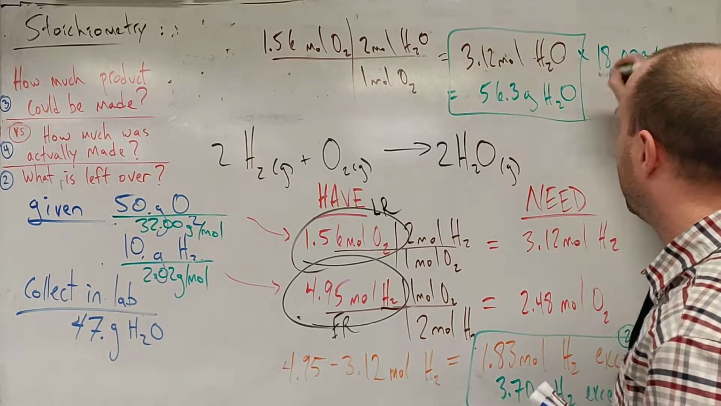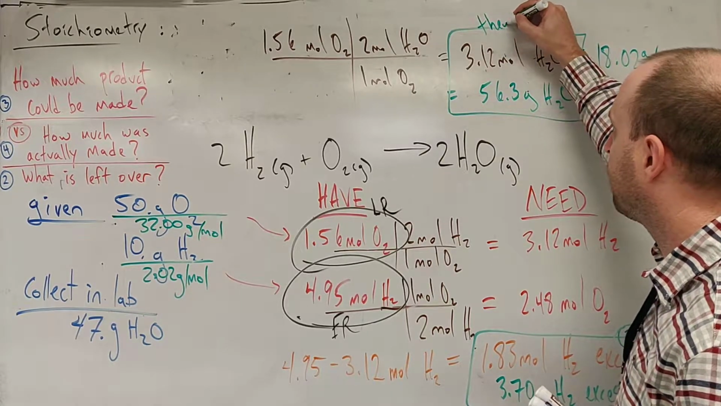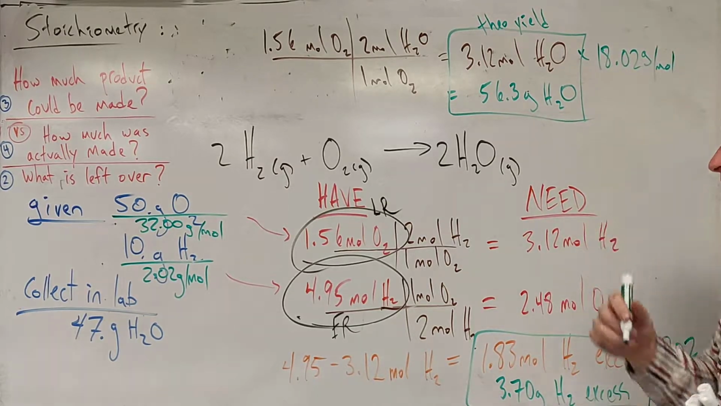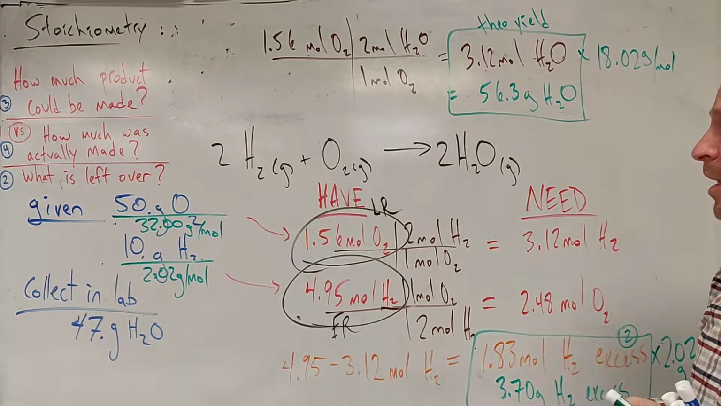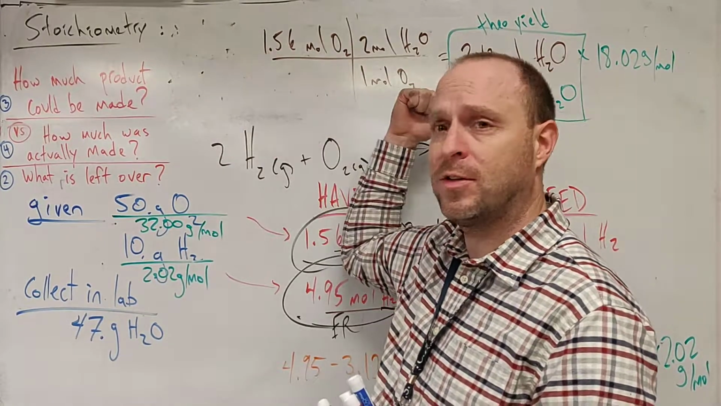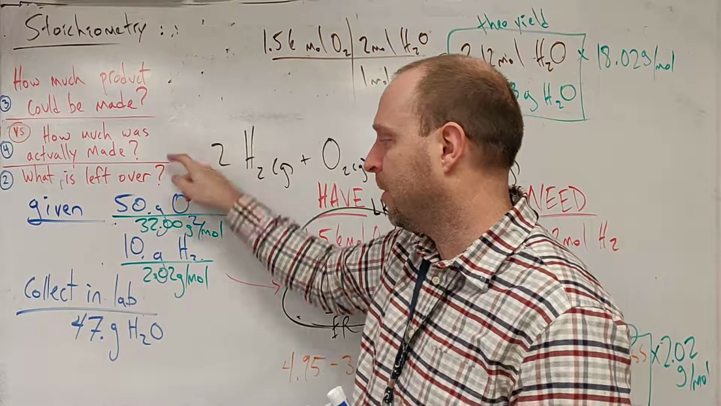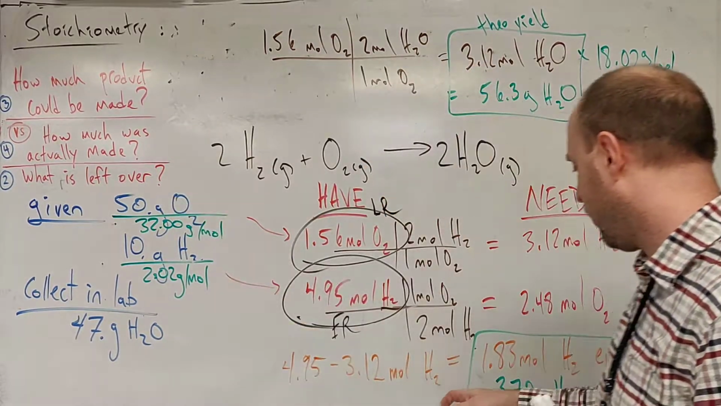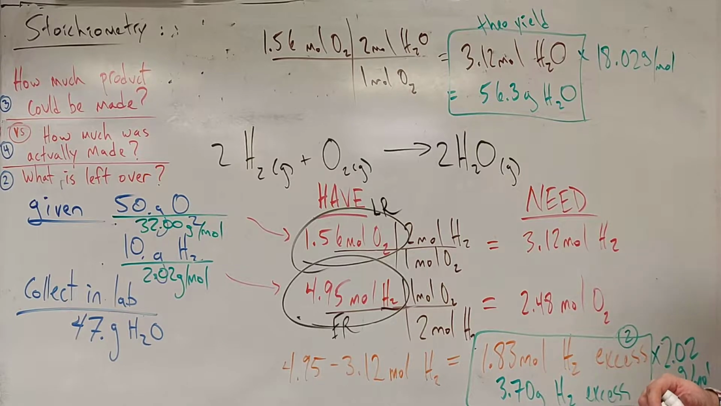This is our theoretical yield in moles and grams, right? Our theoretical yield being the maximum possible amount of product given these starting amounts. All right? So how much product can be made? We've answered that question. How much was actually made? We were given that answer, and we're going to compare them in a minute. And what's left over? Well, there's 3.70 grams of hydrogen left over.